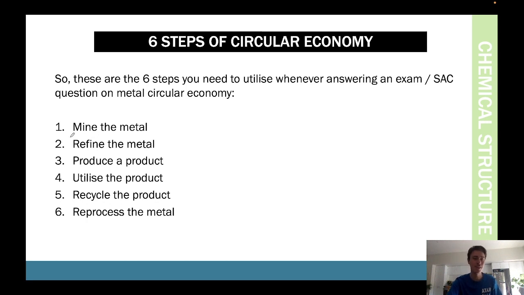I think I went through and thought of some good words, and I went through and picked out things that sort of rolled off the tongue well, because as you could hear, when I was trying to do it off the top of my head, it took a while. So I went about and sort of made these into something that reads well. So mine, refine, produce, utilize, recycle, reprocess. So think about those as your 6 steps of metal circular economy.